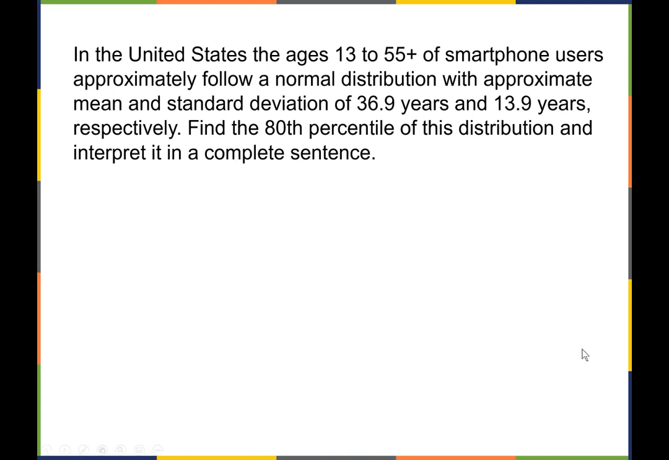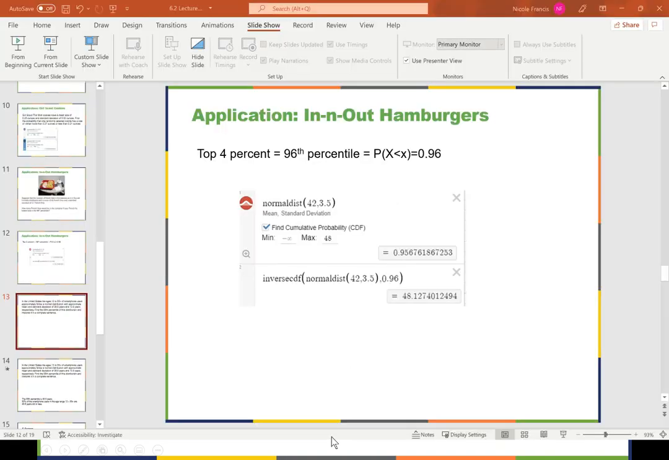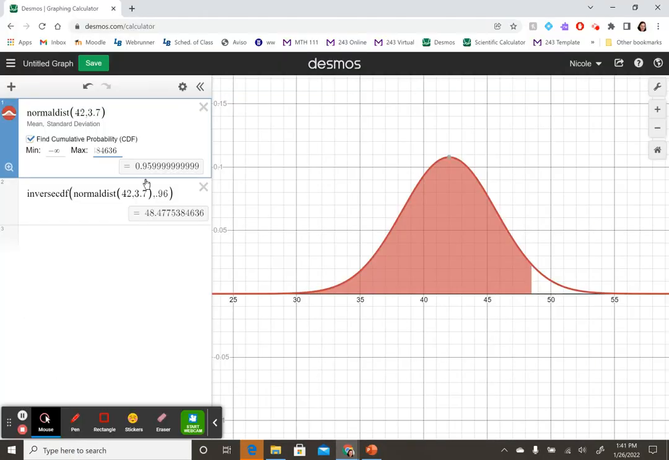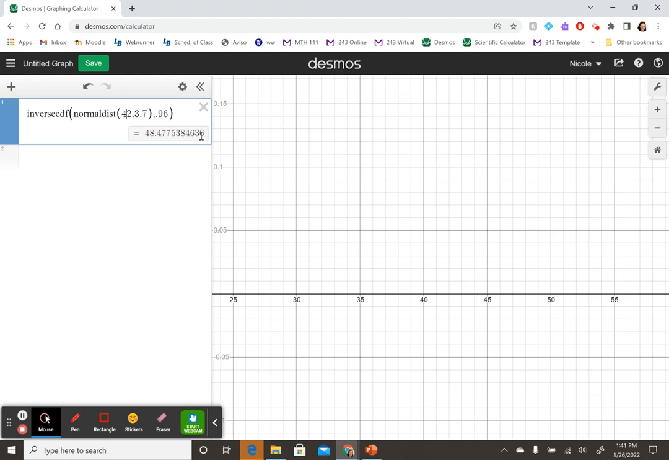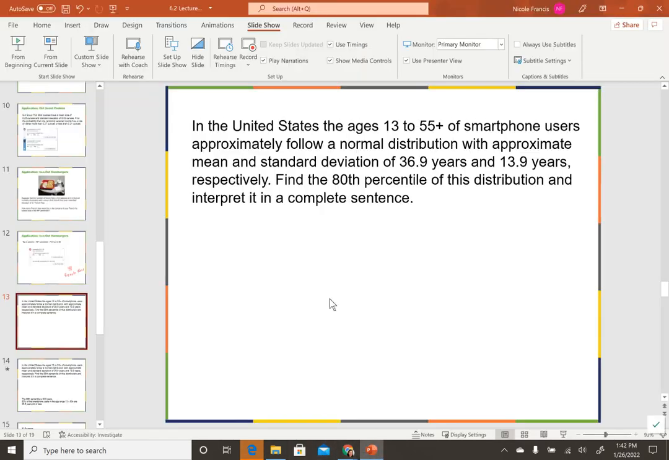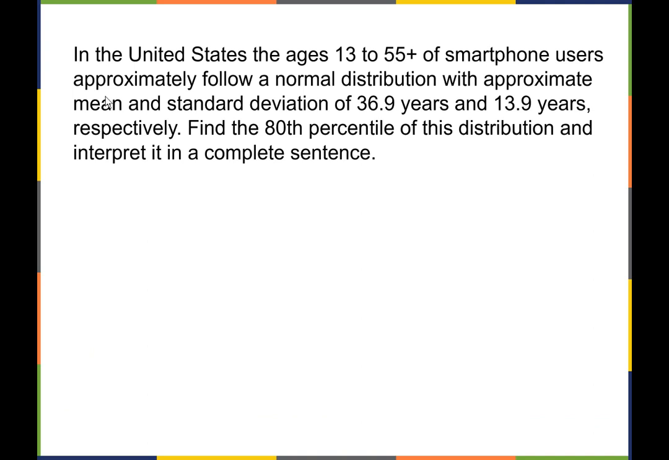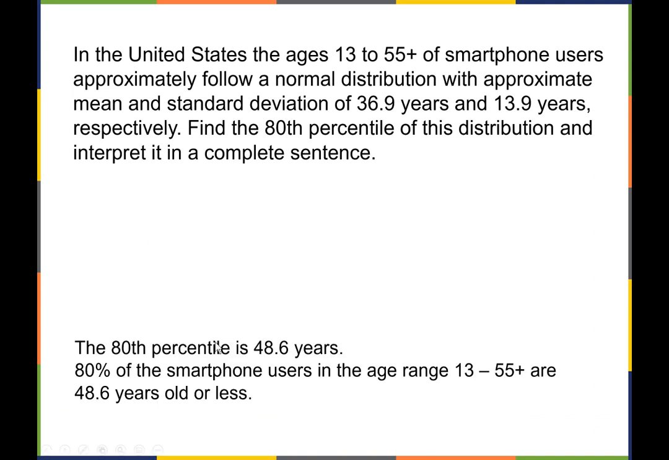All right, are you back? Let's go to Desmos and do this together. Inverse normal, and I'm going to do 36.9, and my standard deviation is 13.9. But this time I want the 80th percentile. And I get 48.5985. So 48.6 years is the 80th percentile.